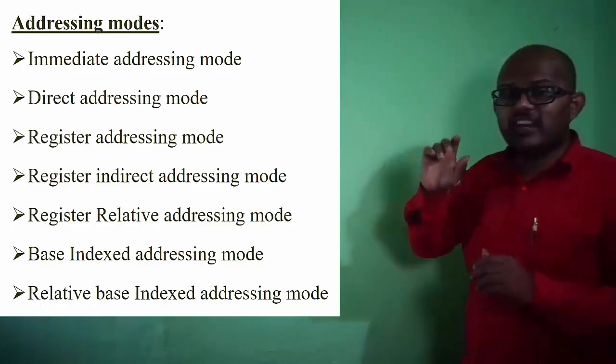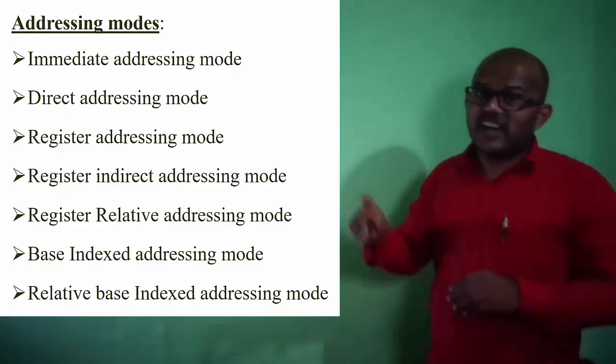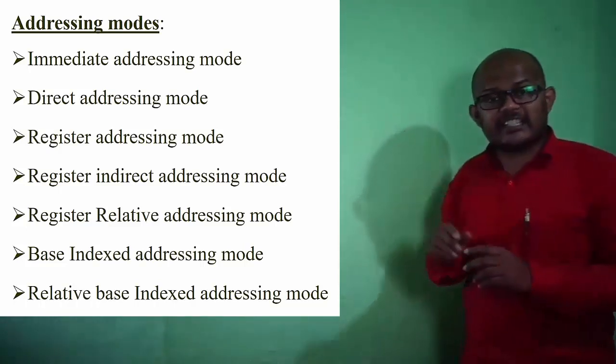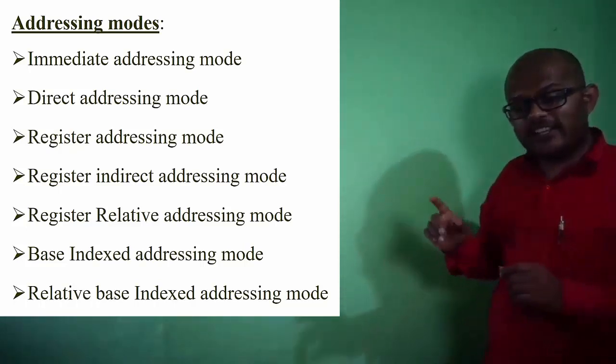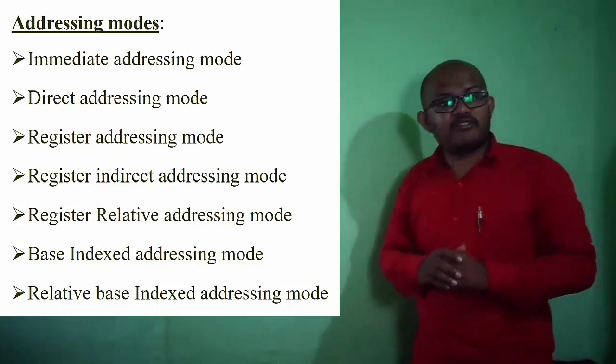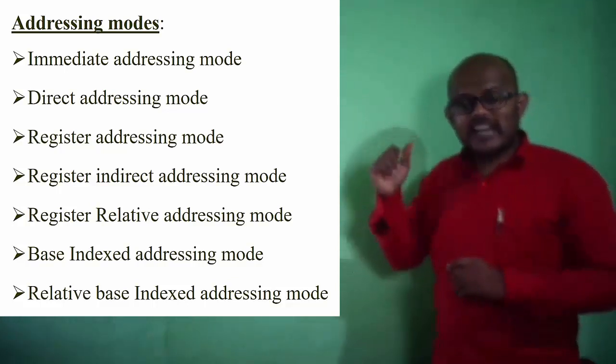Next, let us talk about addressing modes. The first one is immediate addressing mode, the second one is direct addressing mode, the third one is register addressing mode, the fourth one is register indirect addressing mode, the fifth one is register relative addressing mode, the sixth one is base index addressing mode, and the last one is relative base index addressing mode. So, addressing modes of microprocessor 8086 are very, very important.